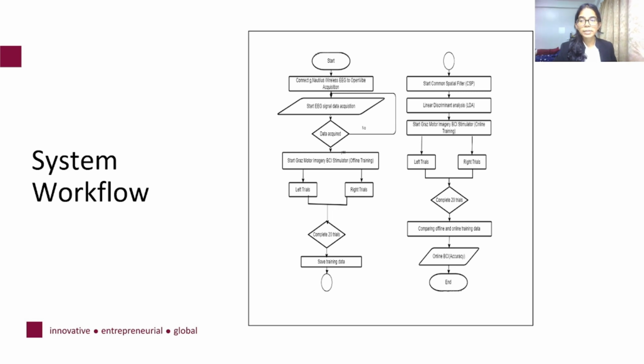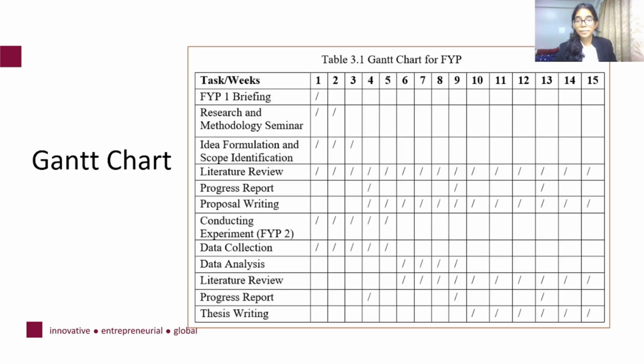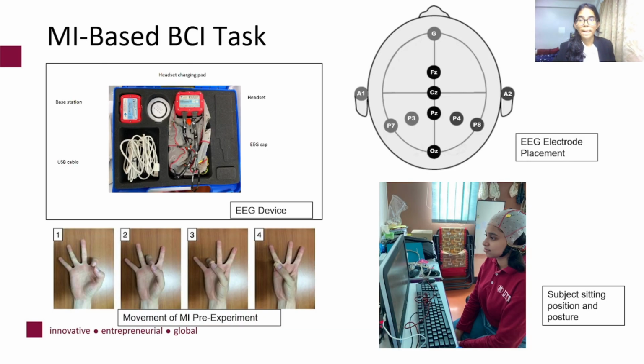The participant will be facing the computer monitor, positioned around 40 centimeters in front of them, and comfortably situated with the arm resting on the chair. And this will be the Gantt chart for FYP.